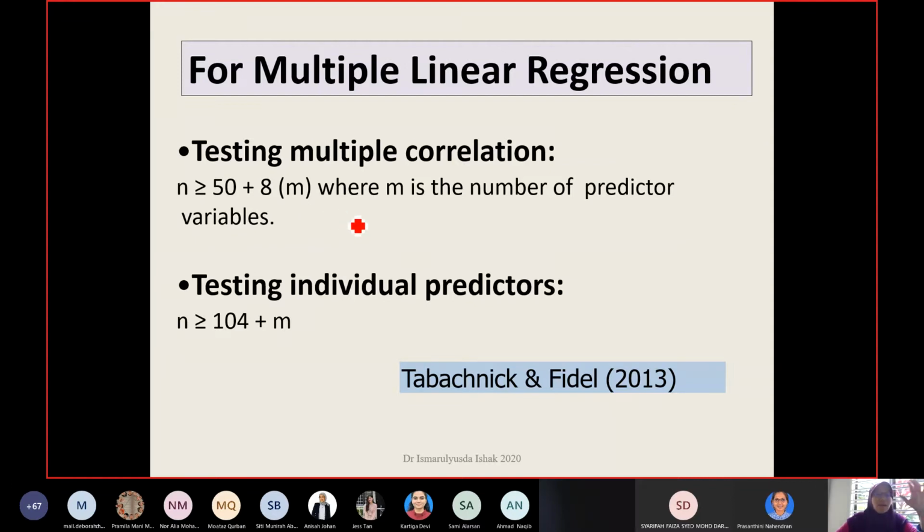This is just a general formula. For example, if you have 10 predictors, the sample size must be more than 50 plus 8 times 10, which is 80, so more than 130. So you have to have more than 130 samples for doing multiple linear regression.